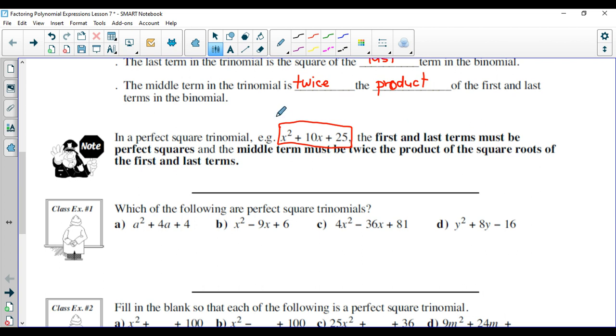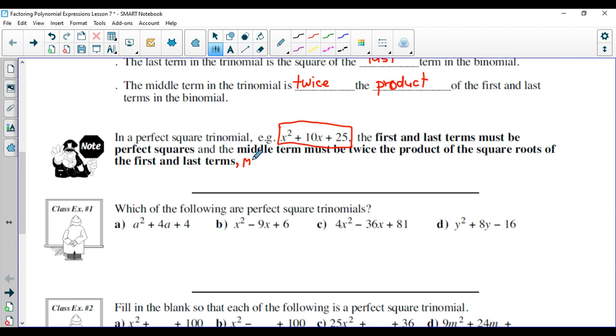So this is how we're going to test to see if it is a perfect square trinomial. The first and the last terms must be perfect squares, and the middle term must be twice the product of the square roots of the first and last terms. Okay, this is very wordy, but I'm also going to add something else to the end right here, and then we'll make more sense of it in a moment.